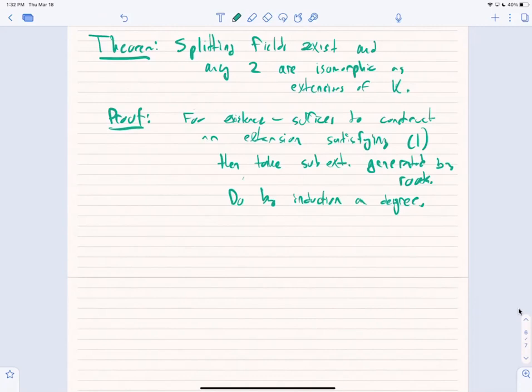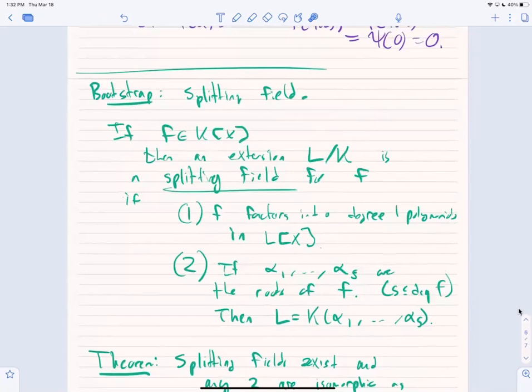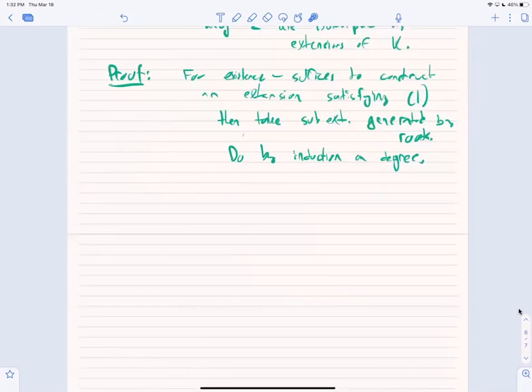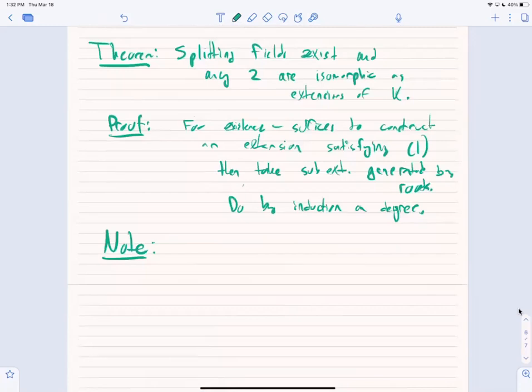And I note, I didn't say this, but by construction, this will be a finite extension because it's going to be finitely generated and algebraic. So this is a finite extension. Maybe I should say the following result because it'll be useful later. It follows from the way you prove it, but you can think about this on your own. If L over K is a splitting field for F, then the degree of L over K is at most the degree of F factorial.